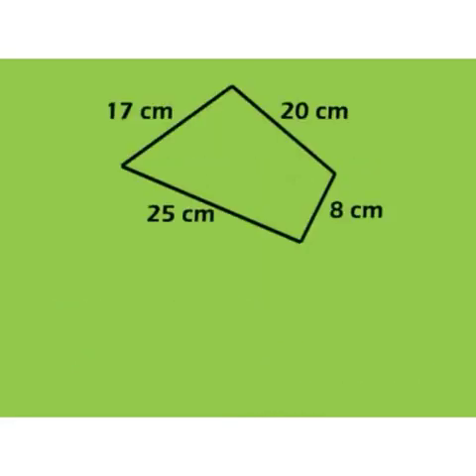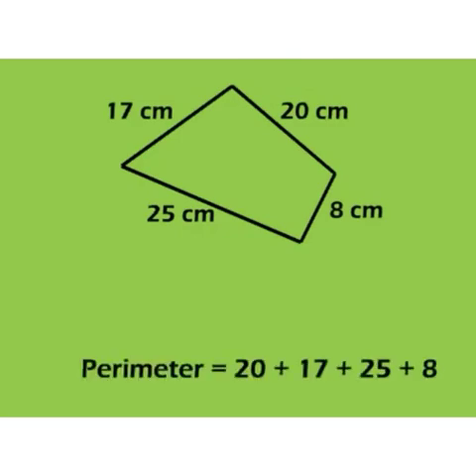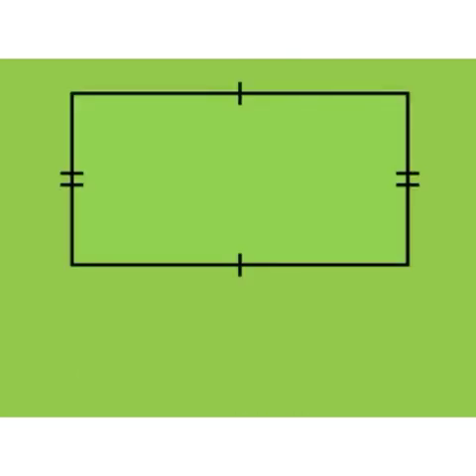With perimeter, you have to measure each side one at a time. Write them down, add them up, and what do you find? Perimeter.